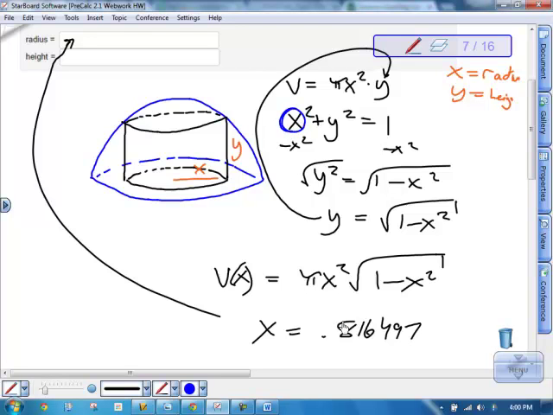If you plug x in right there, that number right there, you can then solve for y. You know, square it, take 1 minus the number, and then square root it, and you'll get y, which has to be positive, obviously. In my case, I think I got 0.5773 when I did that, or 0.577.